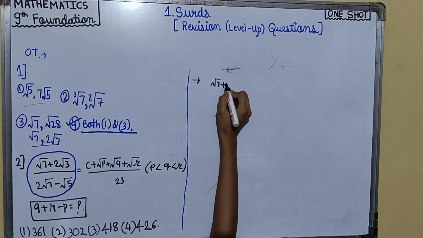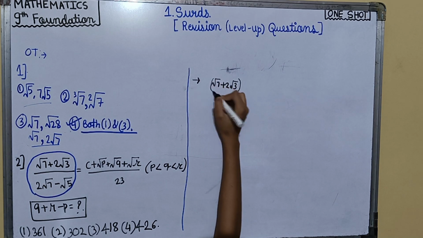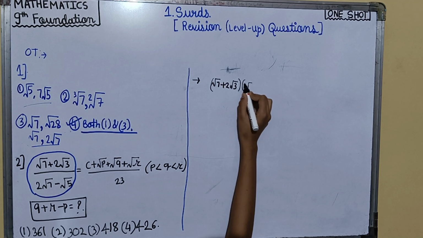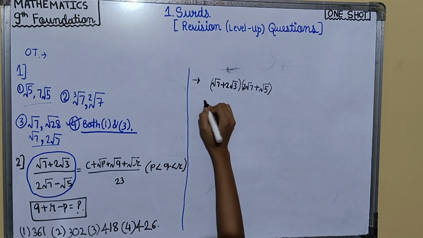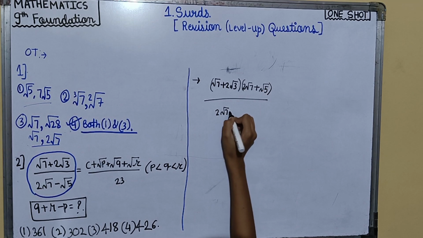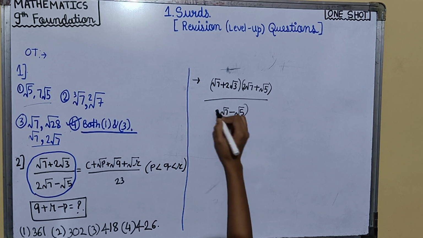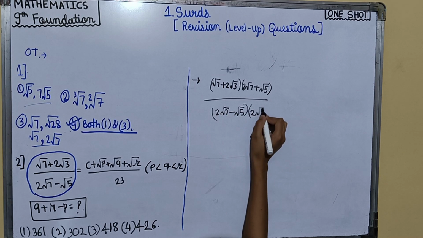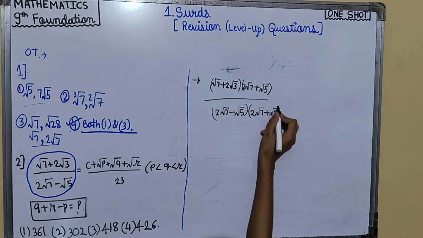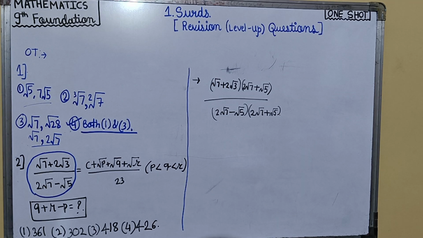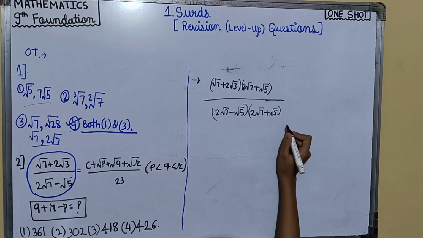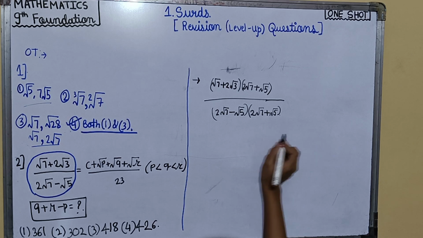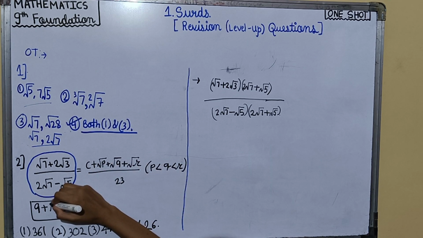Root 7 plus 2 root 3 into 2 root 7 plus root 5 upon 2 root 7 minus root 5 into 2 root 7 plus root 5. I am writing directly because in previous parts we have discussed these questions very much. And if you have not seen those parts, please go and check them. The playlist is already made for it.